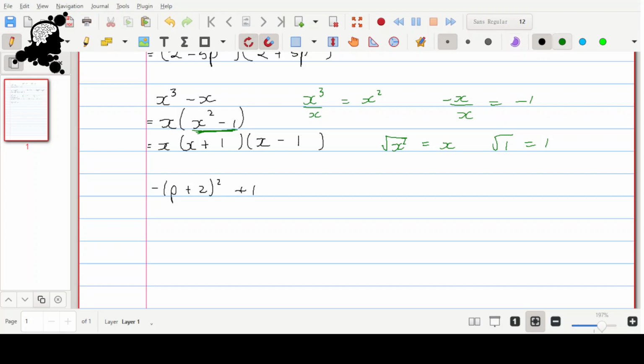Let's check something. We have two terms here. These terms have different signs. There's a negative, there's a positive. Both these terms are perfect squares because the exponent of 2 up here tells me that this is a perfect square. So I could use the difference of two squares to factorize this. What I'm going to do is I'm just going to swap them around so that I have the positive term first and then the negative term second.